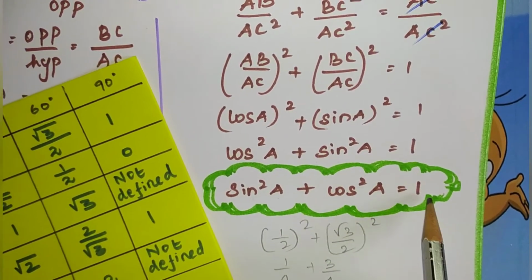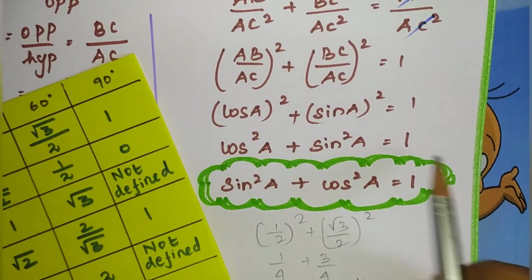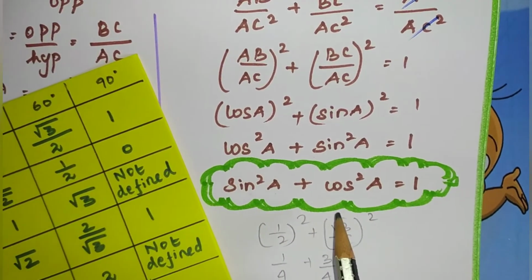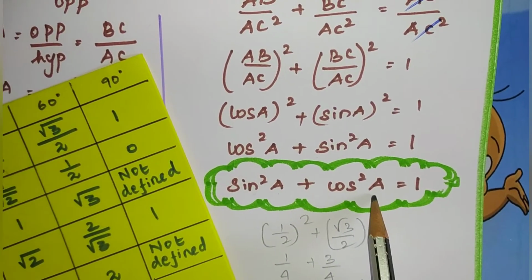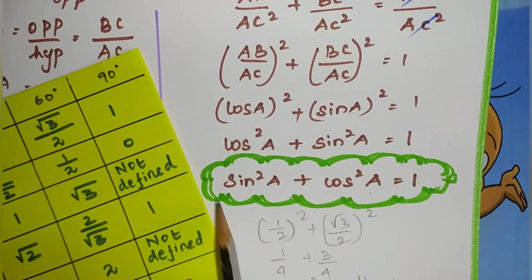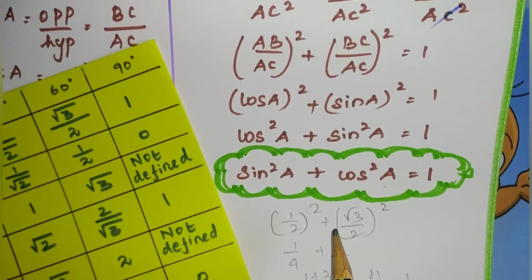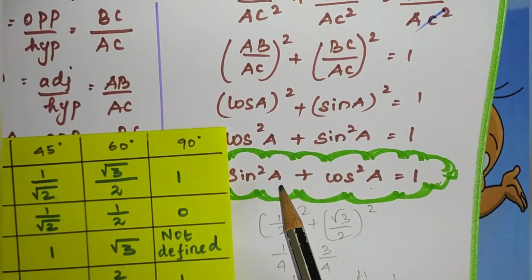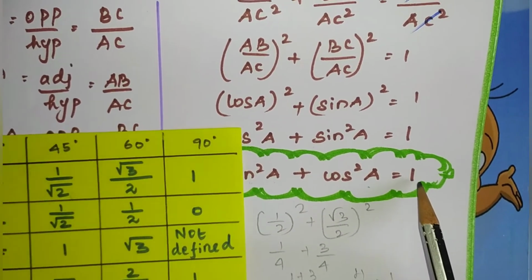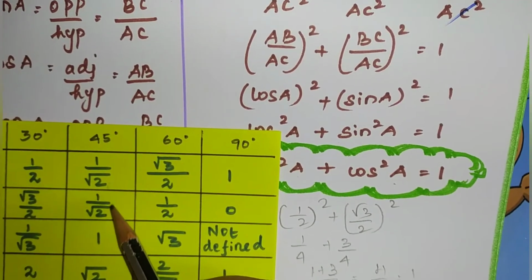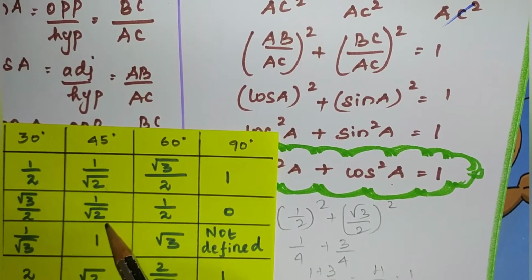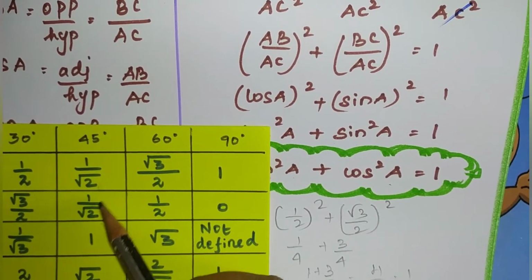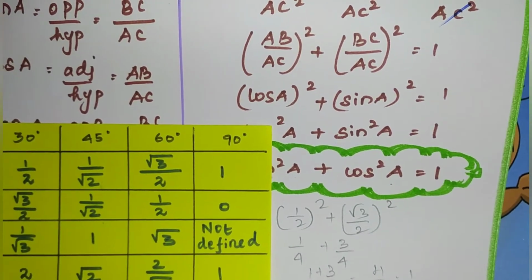This identity is true for, first this is the equation. If it is true for all the angles, then this is the identity. Clear? So, if you substitute 45 degree, you will get the same answer, that is 1. 1 by root 2, 1 by root 2. If you square this, what will you get? 1 by 2, 1 by 2. And if you add, you will get 1.